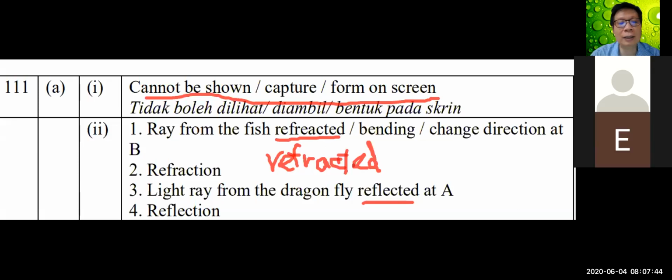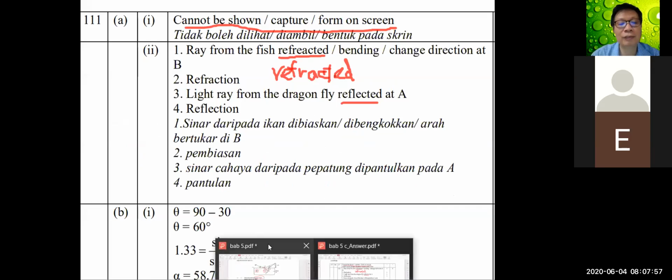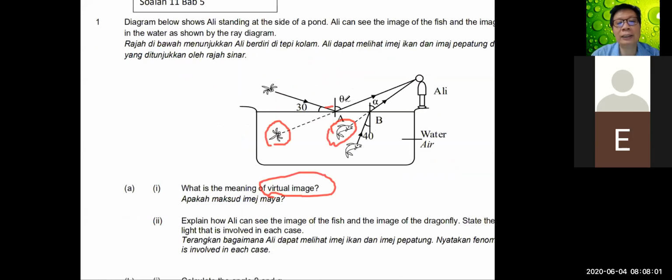Okay, then the calculation of theta. So you see here, I told you just now, 60 degrees. Finding theta is very easy, because this angle is the same as this angle: the angle of incidence and the angle of reflection are the same. So here is 60, so theta is 60, right?